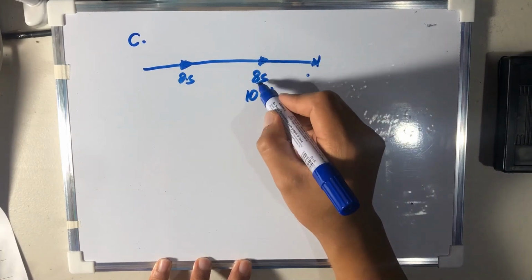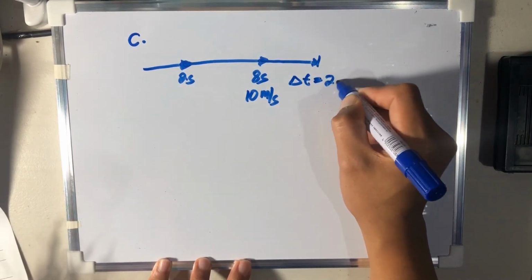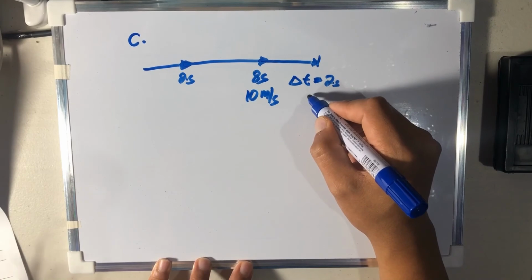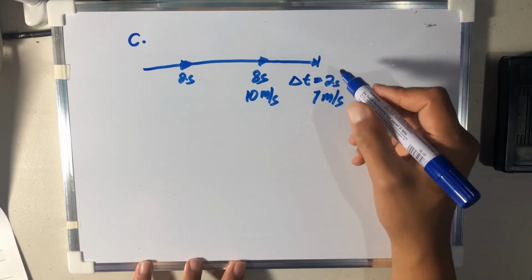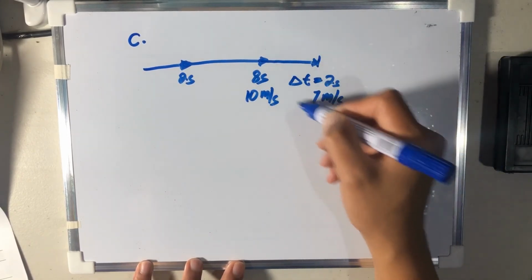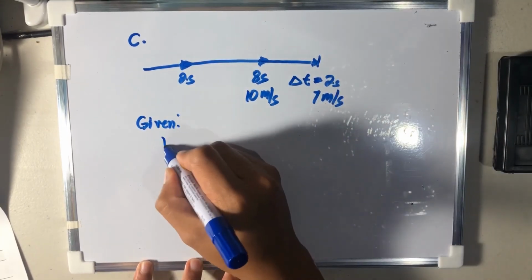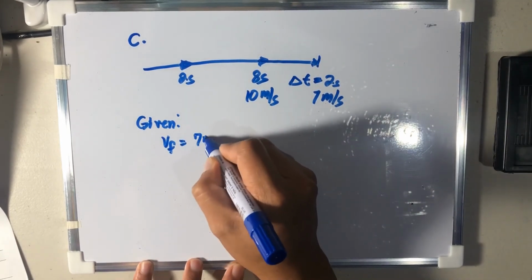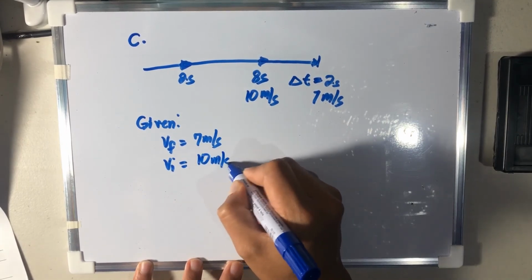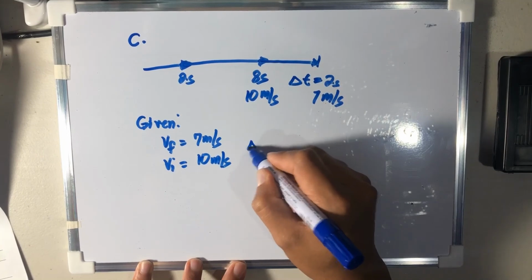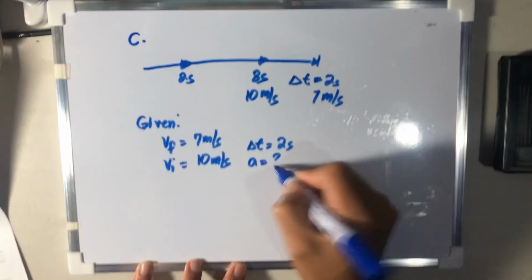So from the end of 8 seconds to this point, which she consumed 2 seconds, she slows down to a velocity or speed of 7 meters per second. So for letter C, we are tasked to solve for her acceleration during this time interval. So the given are the final velocity, which is 7 meters per second, then the initial velocity, which is 10 meters per second. Then we know that she slows down for a time interval of 2 seconds. So we are tasked to look for the acceleration.